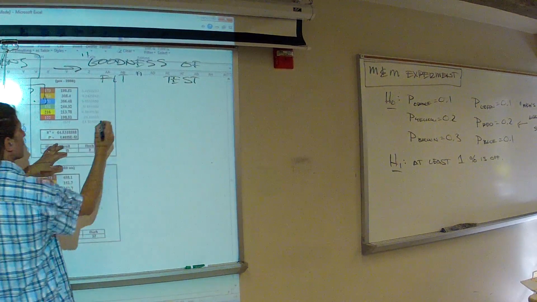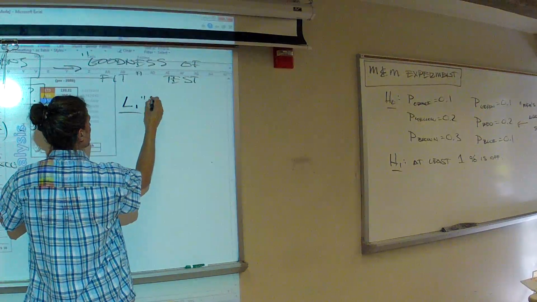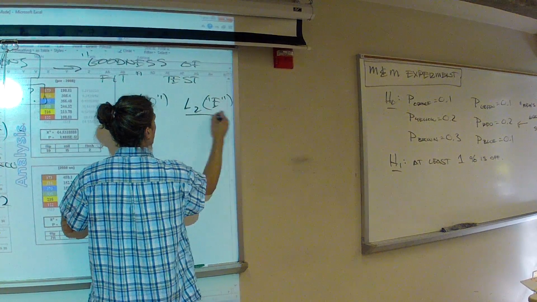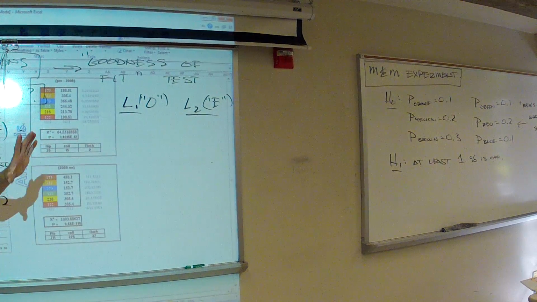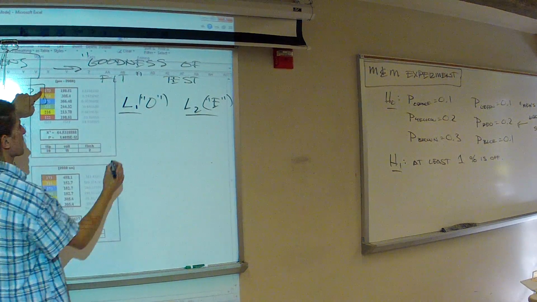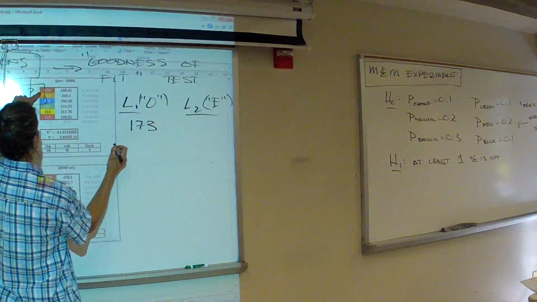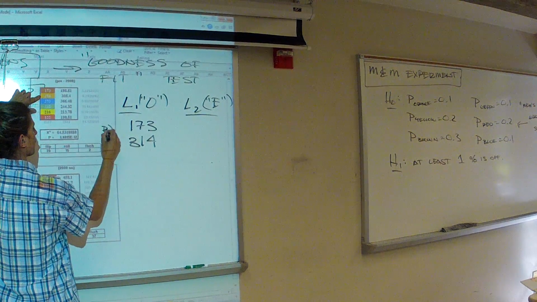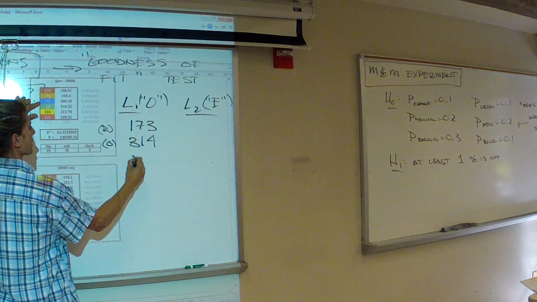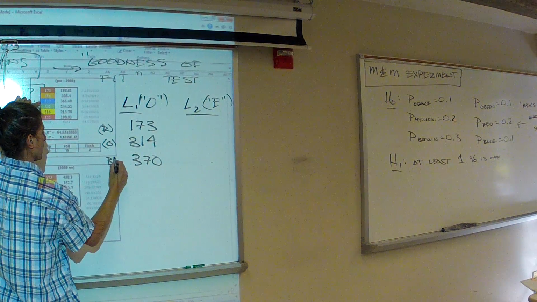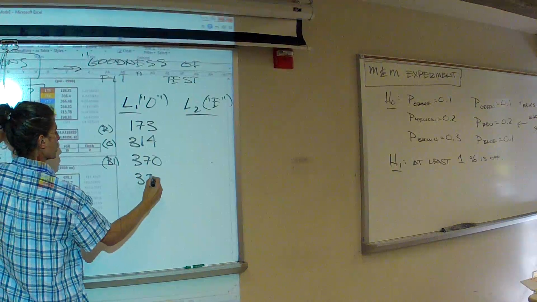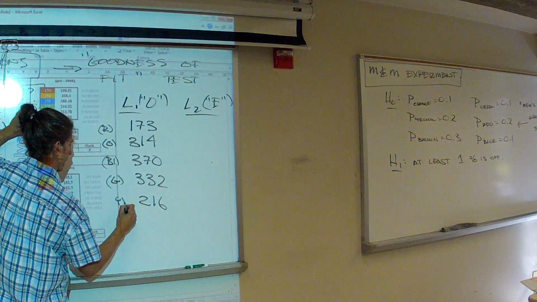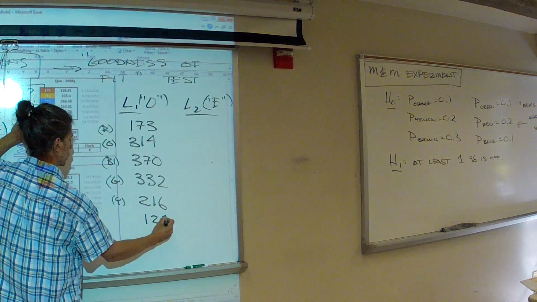L1 and L2, correct? So L1 is going to be the observed list, and L2 is going to be the expected list. So we know what the observed list is. The observed list is what we just saw. And in case you can't read it, we saw 173 brown, 314 orange, 370 blue, 332 green, 216 yellow, and 122 red.